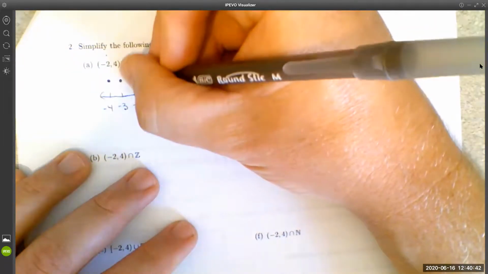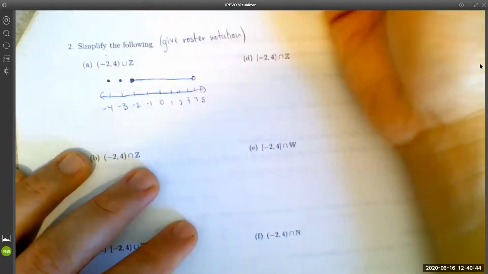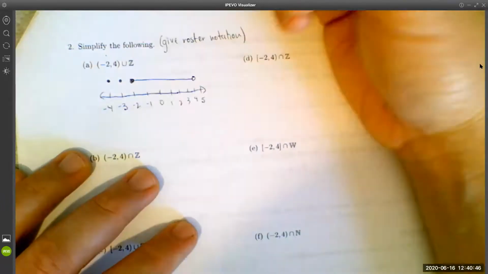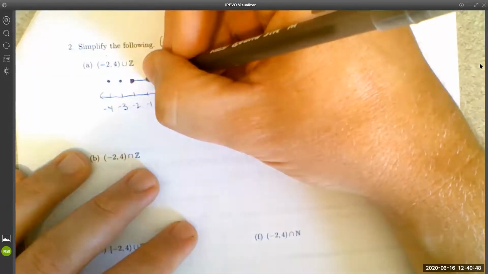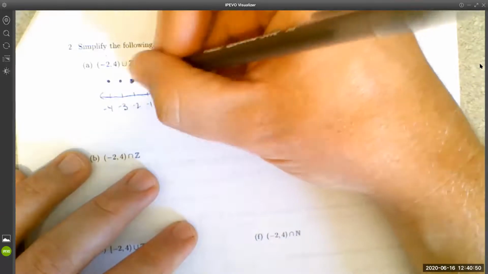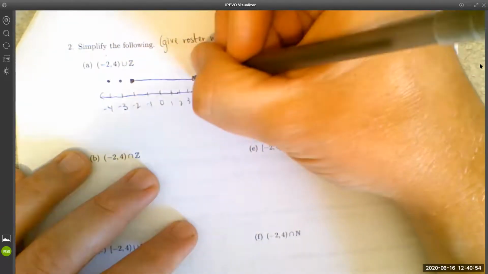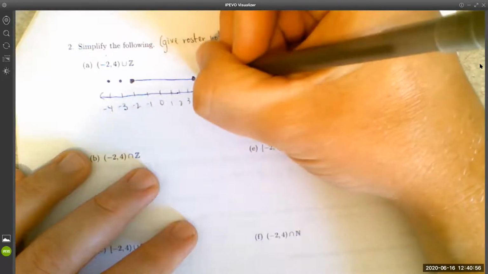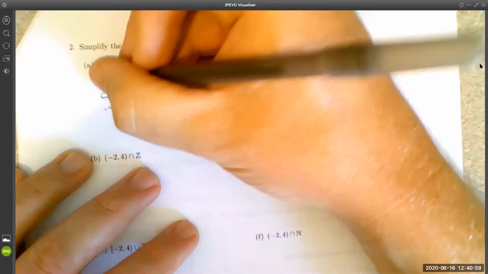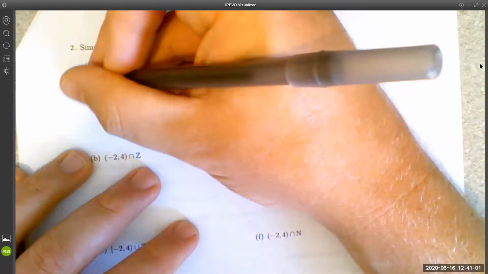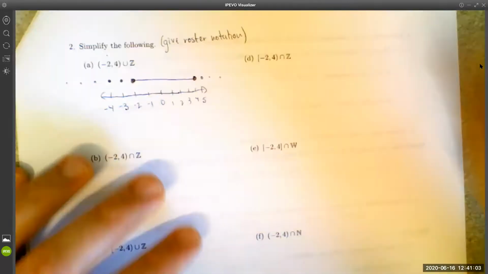Negative 2 is an integer, so it should be in the set. So I'm going to fill in that circle now. Negative 1 is an integer, so it should be in the set, but it's already been marked as part of the set. 0, 1, 2, 3, 4 should be in the set. 5 should be in the set, and so forth, right? Negative 5, negative 6, negative 7, 5, 6, 7. All of these things should be in the set.